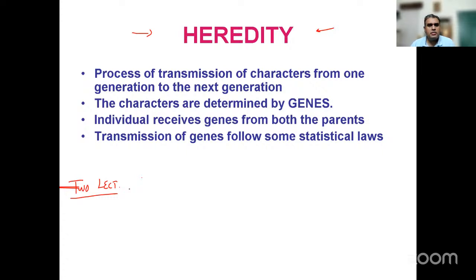So heredity: the process of transmission of characters from one generation to the next generation. We all know about this. Point number one: the characters are determined by genes, and genes are located on the chromosomes, which have the DNA and all that.